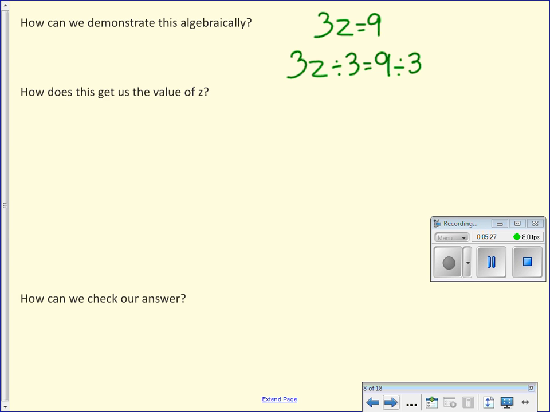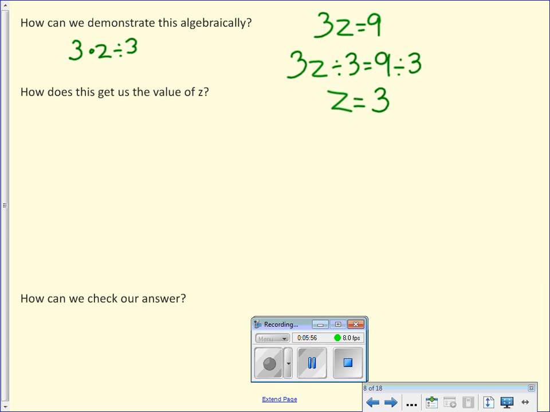So we remember back from lesson 1, 3 times z divided by 3. When you have a variable and you're multiplying and dividing by the same number, you get that variable back. You get that identity. That's from way back in lesson 1. So 3z divided by 3 equals z. 9 divided by 3 is 3. So now we want to make sure we didn't make a mistake.